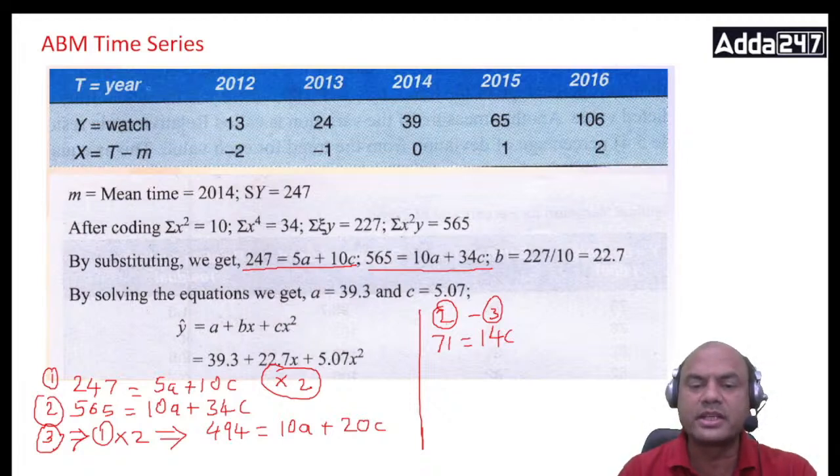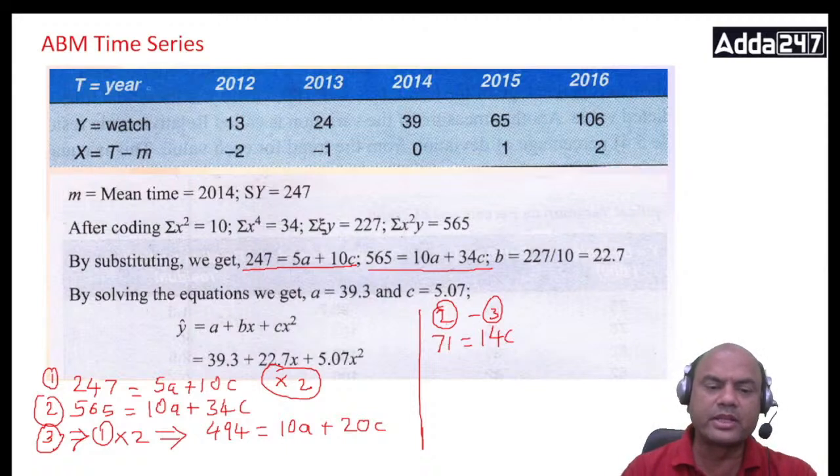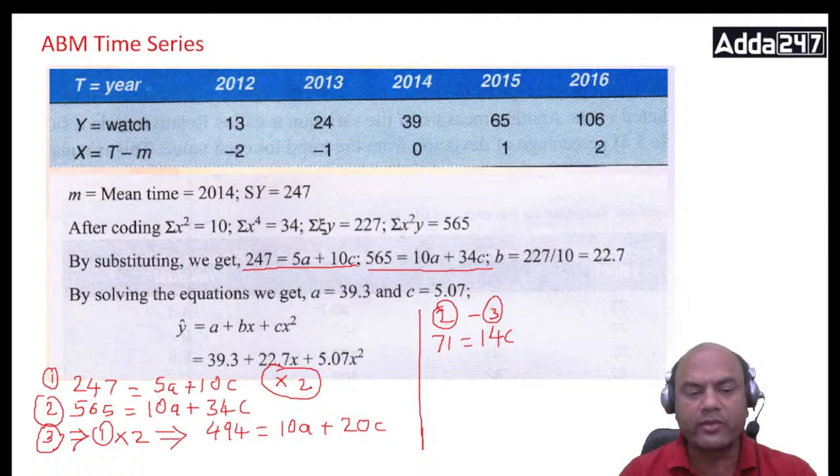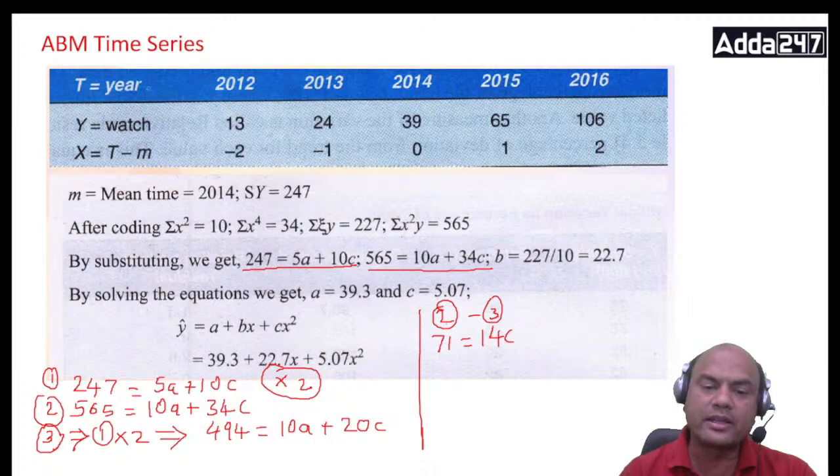Now substitute this c in any of these equations, 1 or 2, anyone. If you substitute it in 1, what happens? 247 equals 5a plus 10 into 5.07. You'll solve this for a then. A you'll get as 39.3. So you've got all three numbers now: a is 39.3, b is 22.7 and c is 5.07.